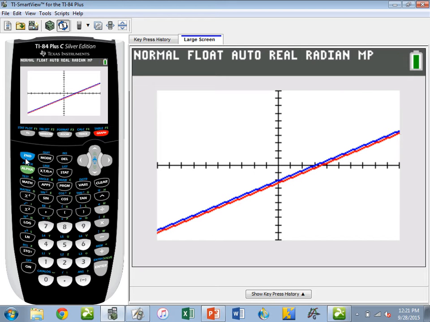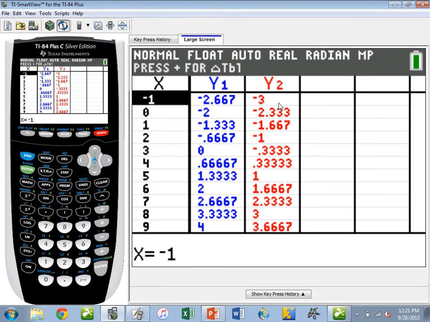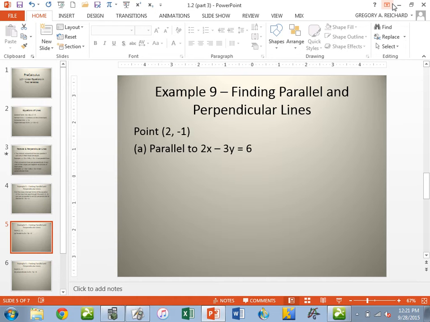But now what I want to check is, if I go to my table, does the line that I put in y2 go through the point 2, negative 1? So if you look here, here's x is 2, here's y is negative 1, so I'm good there. So that's just something I can do to check to see if the equation that I have does in fact meet the conditions of the problem.